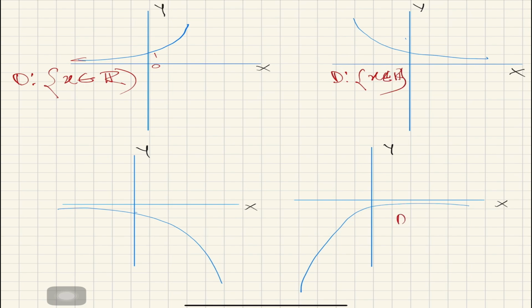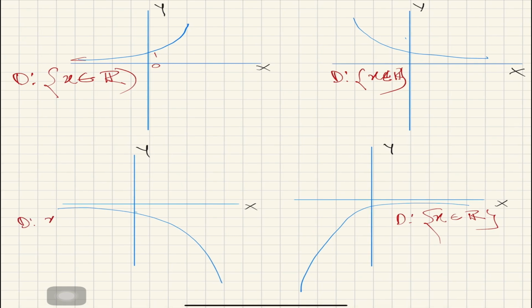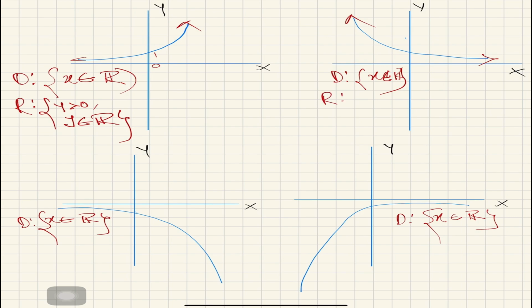So this one too, domain is x, all the real number. For this one too, domain x, all the real number, okay? Now for the range for this one, what do you get? It doesn't matter, since it's upward and it has to be more than 0. So y is more than 0 and y all the real number. Same thing here, it's upward, right? So the range is y is more than 0 and y all the real number.